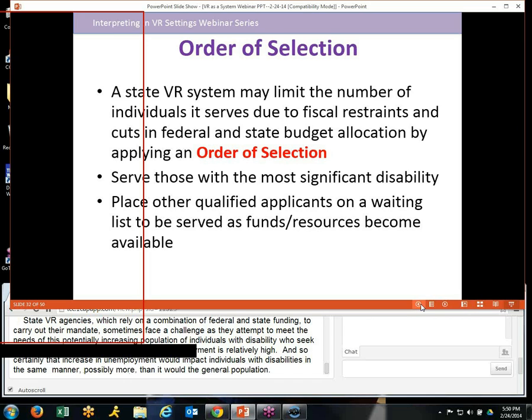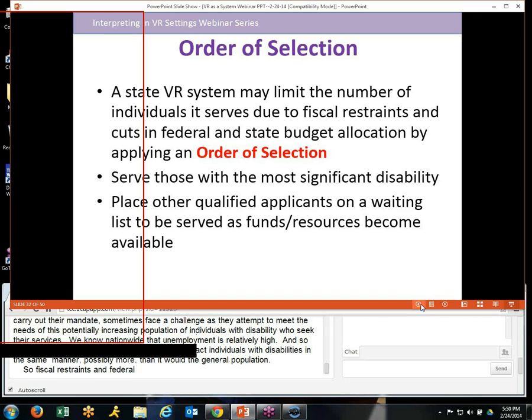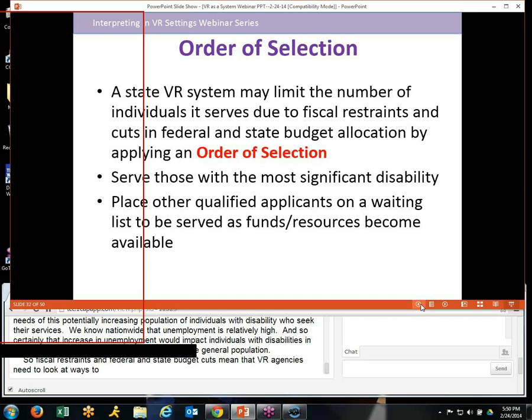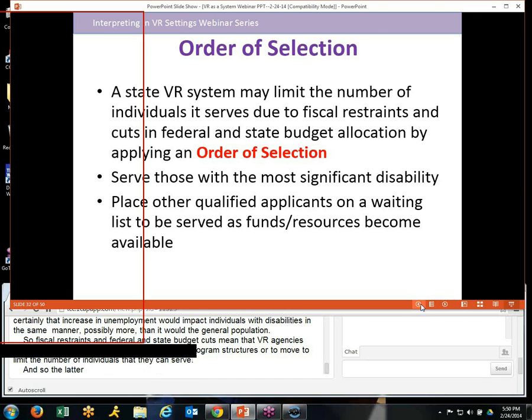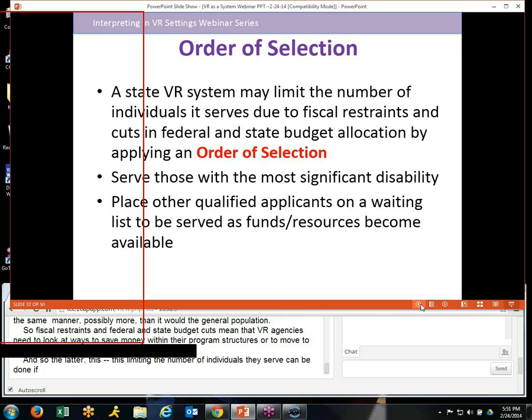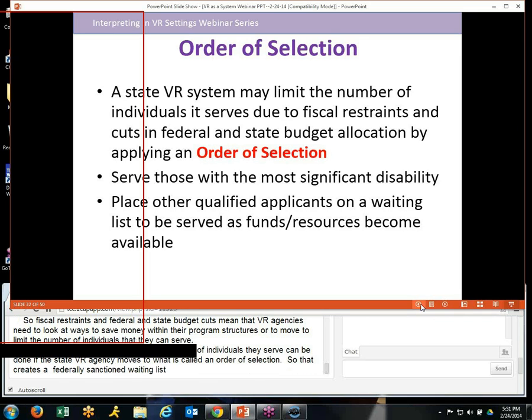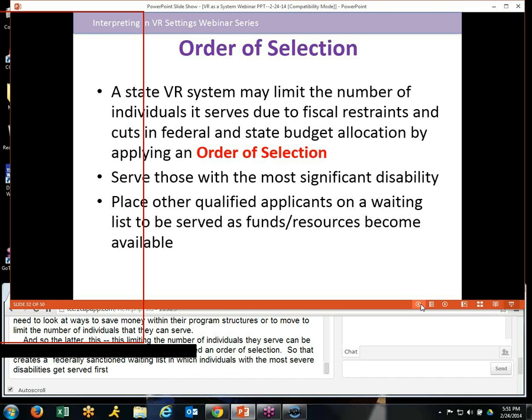So fiscal restraints and federal and state budget cuts mean that VR agencies need to look at ways to save money within their program structures or to move to limit the number of individuals that they can serve. The latter, limiting the number of individuals they serve, can be done if the state VR agency moves to what is called an order of selection. That creates a federally sanctioned waiting list in which individuals with the most severe disabilities get served first and others are placed on a waiting list and moved up and served as funds allow.